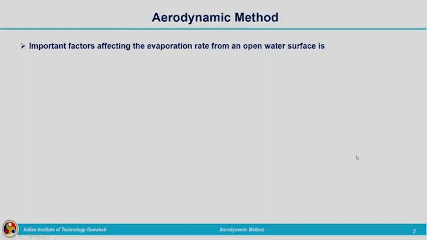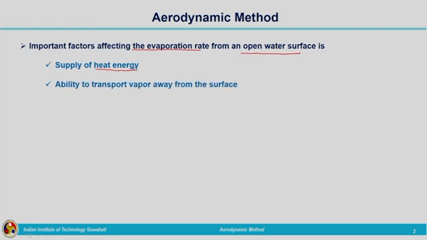Today we are going to see the aerodynamic method. In the aerodynamic method, what extra factors are we considering other than heat energy? Let us see one by one in today's lecture. The important factors affecting the evaporation rate from an open water surface, which we have seen, are the supply of heat energy from the sun and the ability to transport vapor away from the surface.